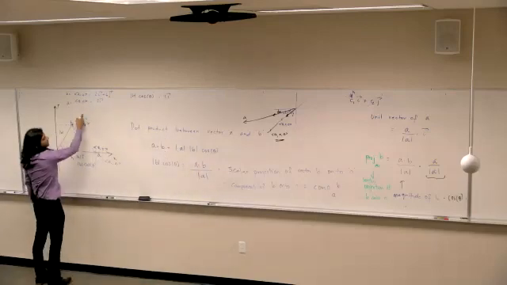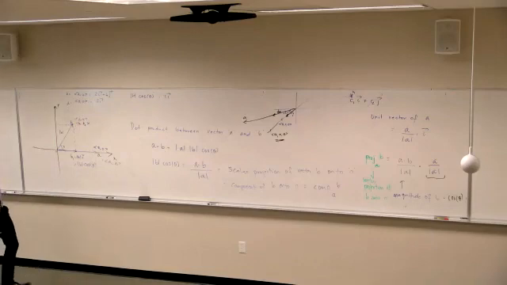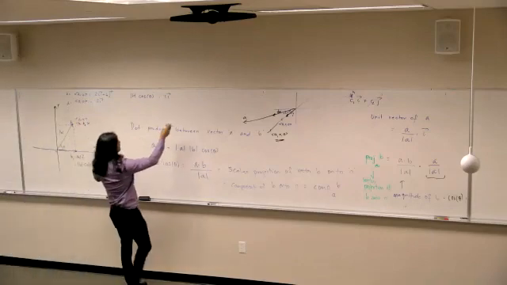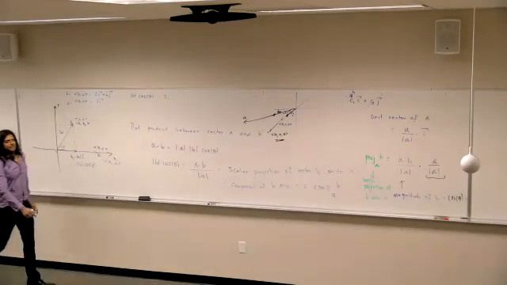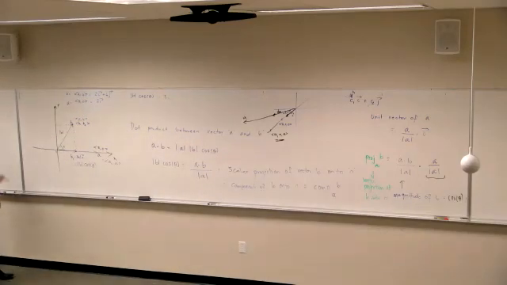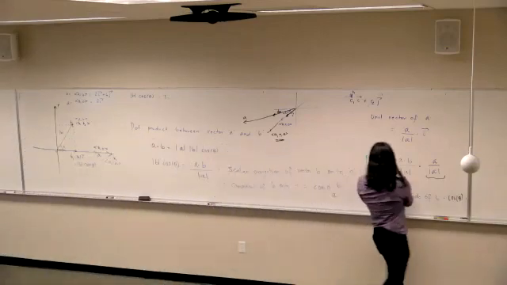2 times 8, 4 times 0. 16 i vector. If I took the magnitude, the i is going to go away, and the product is 2 times 8 plus 4 times 0, which is 16. 16 goes here.